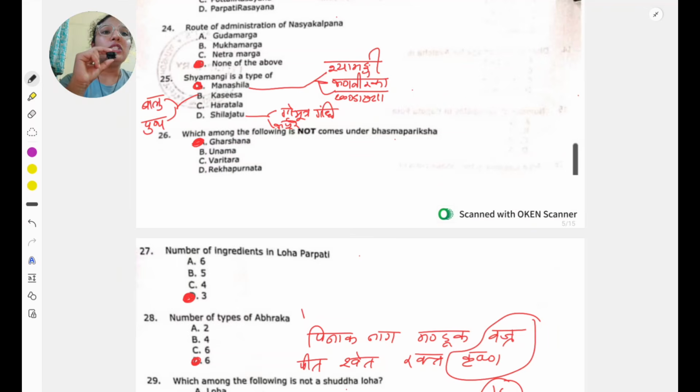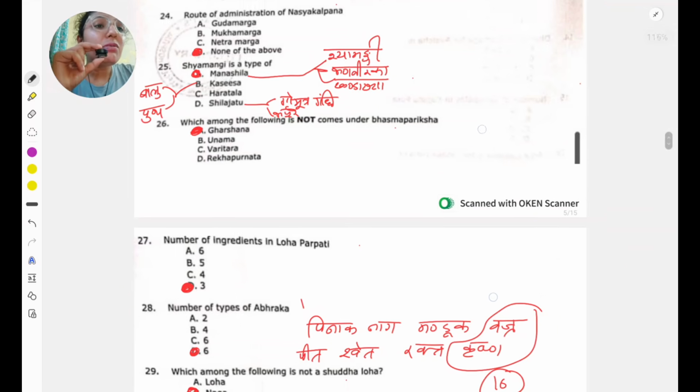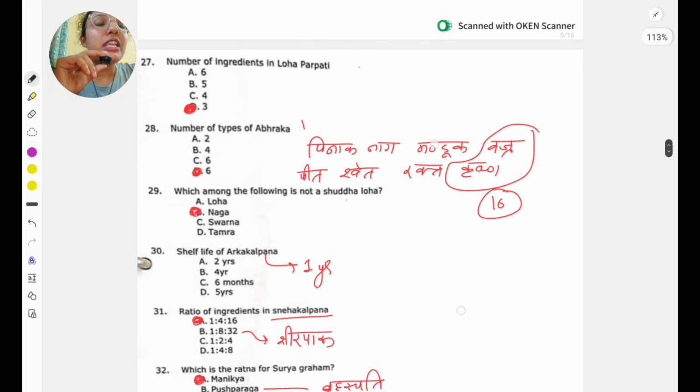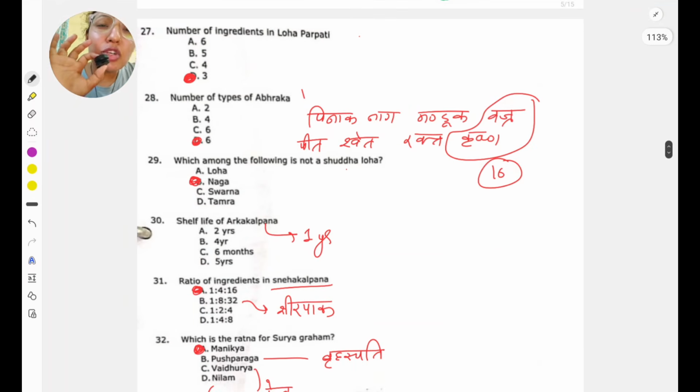And Shilajatu is Gomutra Gandhi. Which among the following does not come under Bhasma Pariksha? Unama, Varitaratva and Rekhapurnatva are among the Bhasma Pariksha, but Ghashna is not there. I've already told you, please study this Bhasma Pariksha before your exam. Number of ingredients in Loha Parpati, this is a very important and repeated question: 3 ingredients are there, Parada, Gandhaka and Loha.